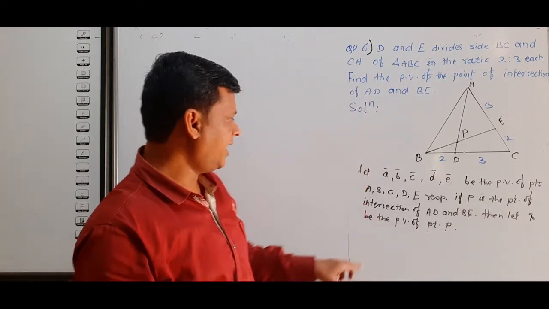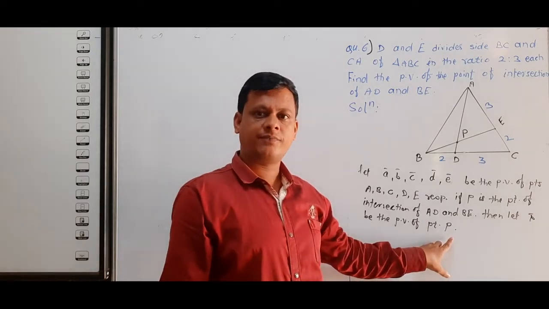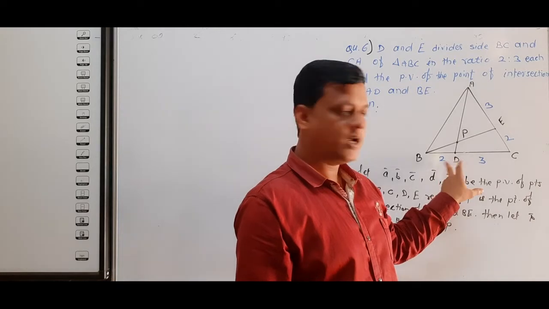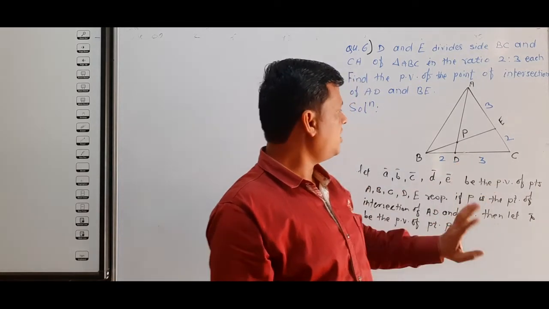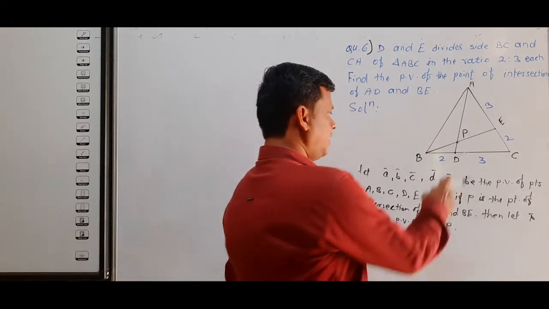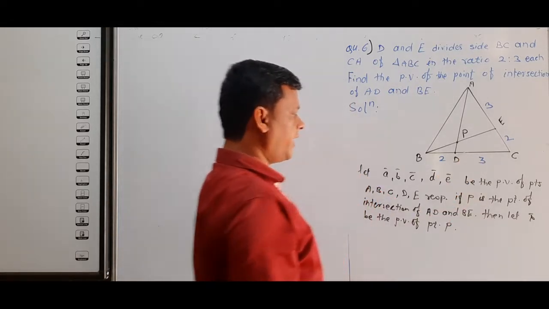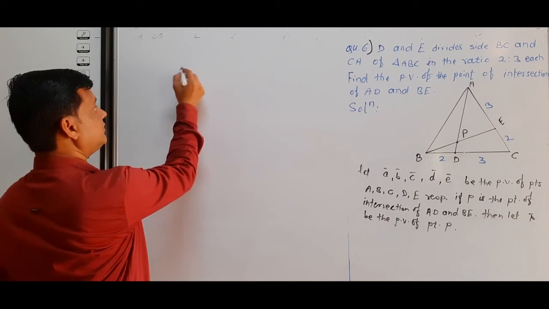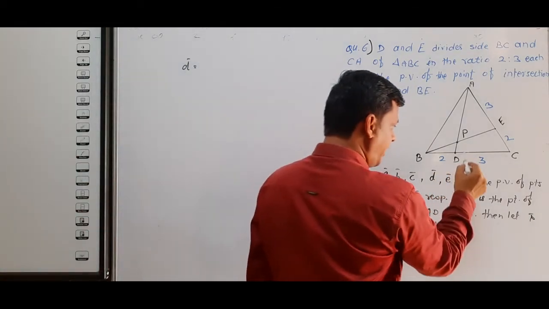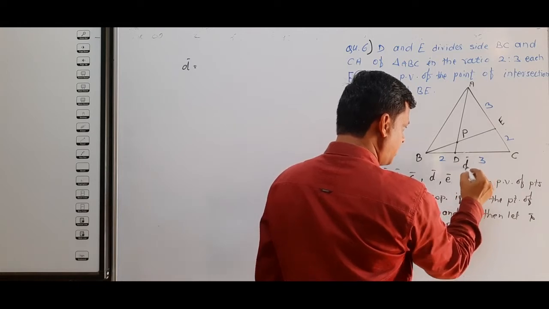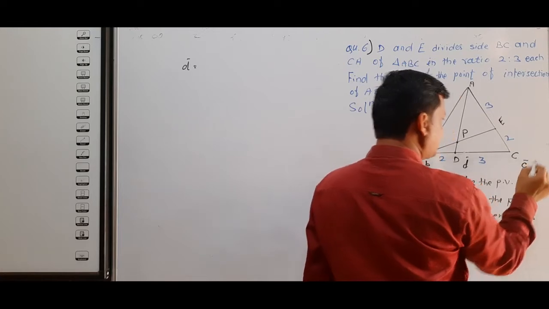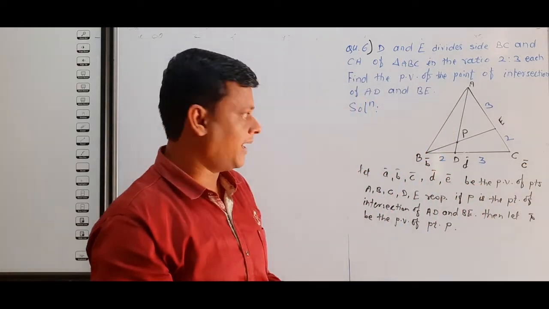So we have to find here the position vector of this point P. So we use the ratios and given conditions for calculating the position vector of point P. See, here first we find the position vector of D bar. This point D has position vector D bar, this point B has position vector B bar, and this point C has position vector C bar.